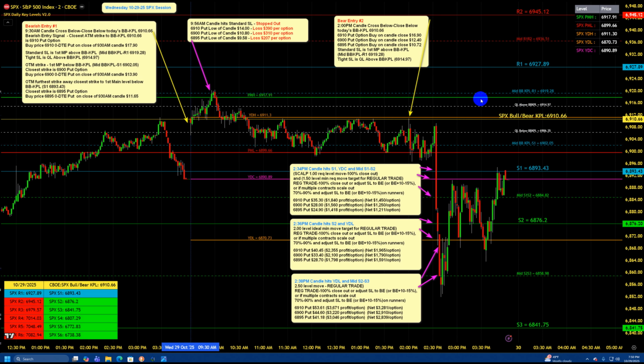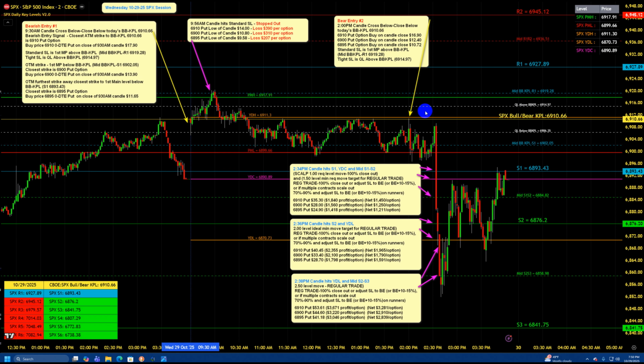Same option strike options: at the money, first out of the money here, second out of the money here. The furthest one that you can consider is one level away. 69.10 at the money put option, buy on the candle close, $16.90. 6900 put on the candle close, $12.40. 68.95 put option, buy on the candle close, $10.72. As said, it's the same stop losses as before.